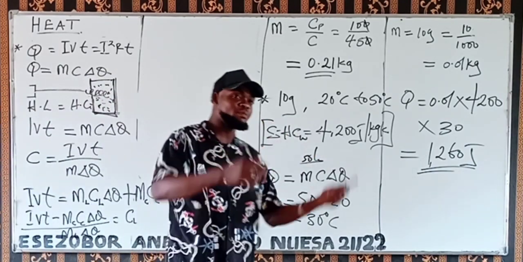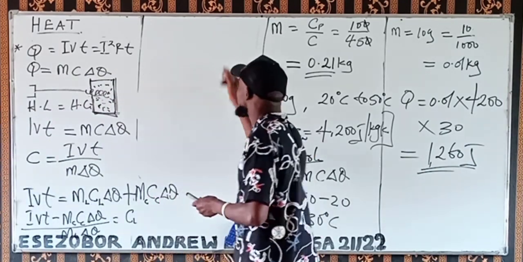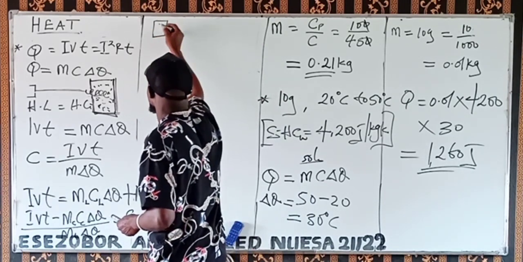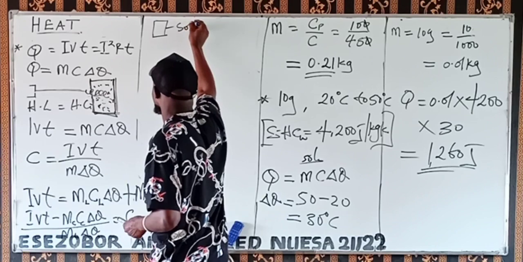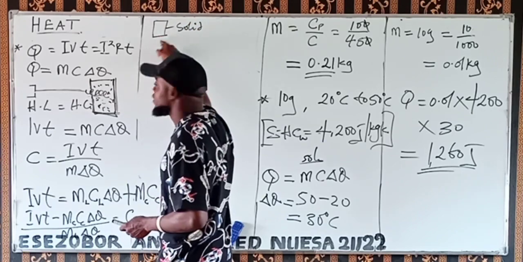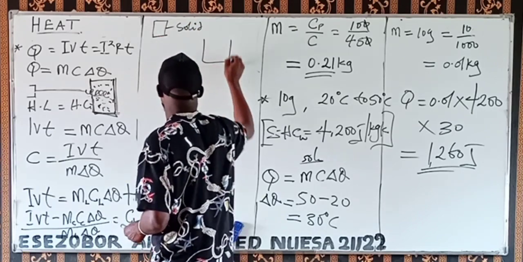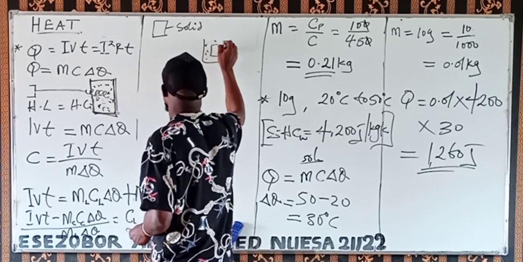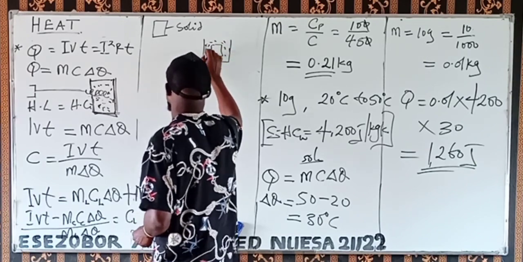Then we also have the method of mixture. For the method of mixture, what you do, you will boil or heat up a solid body. Heat up this solid body. Then you now place the solid body inside a liquid. Place the solid body inside liquid.